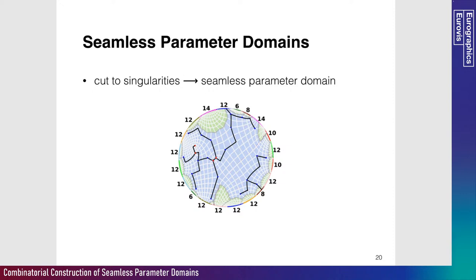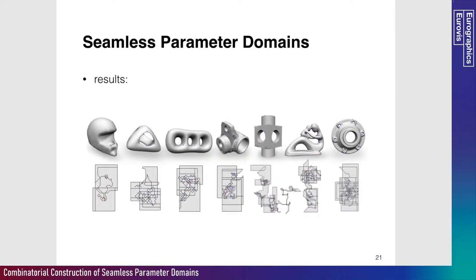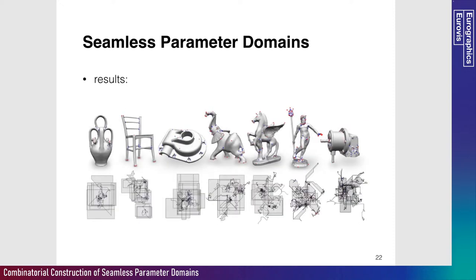Of course, that was a relatively simple toy example. Here are some real results. Seamless parameter domains constructed in this way for different singularity configurations and models of varying genus. In the bottom row, you see these domains isometrically laid out in the plane. And here's some more. They are not easy to depict and visually understand due to their overlapping nature, but they are all valid by construction.